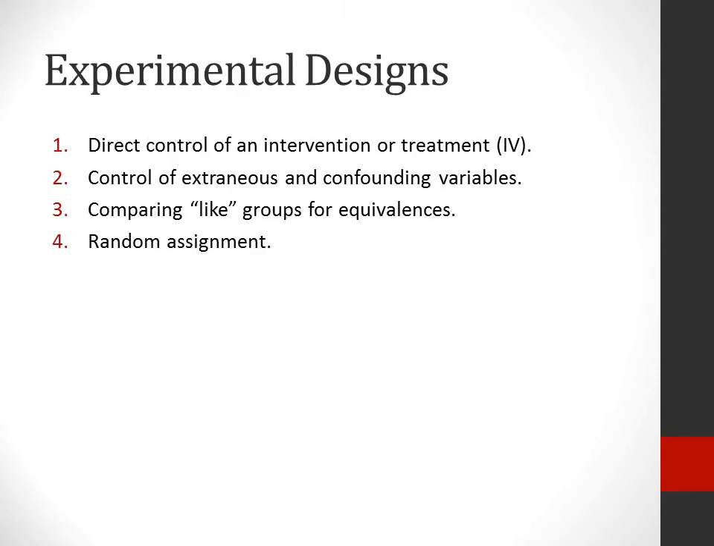Experimental research designs have four main characteristics. First, we have direct control of an intervention or treatment that we're initiating to our participants. Second, we have control of extraneous or confounding variables. As you may remember, these are types of variables or things that can affect our data outside of our experiment. We can compare like groups for equivalencies, and then random assignment.